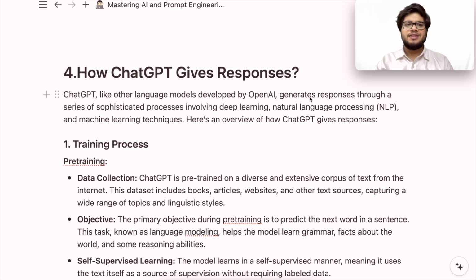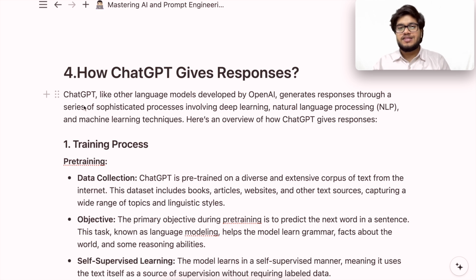Hello everyone, in this video we'll be learning how ChatGPT gives responses. This is one of the most important lectures in this section, because if we know how ChatGPT gives us responses, we can give it a prompt in a certain way so that it gives us the desired and the best result. So we need to understand how ChatGPT gives us responses.